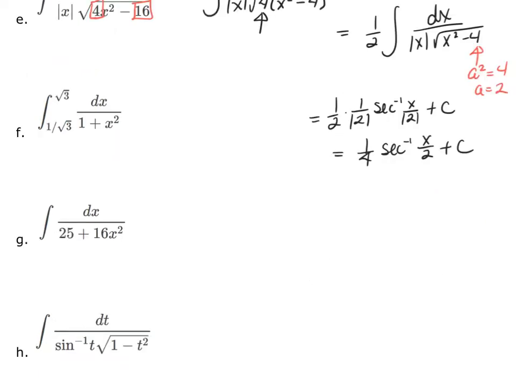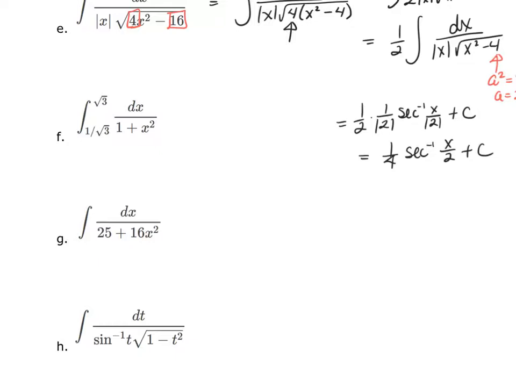So let's take a look at G. With G, I will have to do u substitution here, because what I'm looking for is an a squared plus u squared. So I'm looking for that kind of pattern. And I notice it's not just x squared, it's 16x squared. So I know that if that's the pattern I'm looking for, a must be 5, but this u must be 4x.